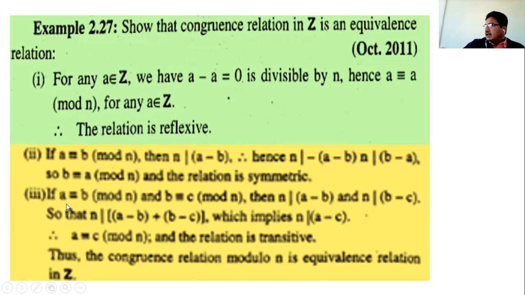Any relation is transitive if, when a is related to b and b is related to c, we also have a related to c. Then we say the relation is transitive.